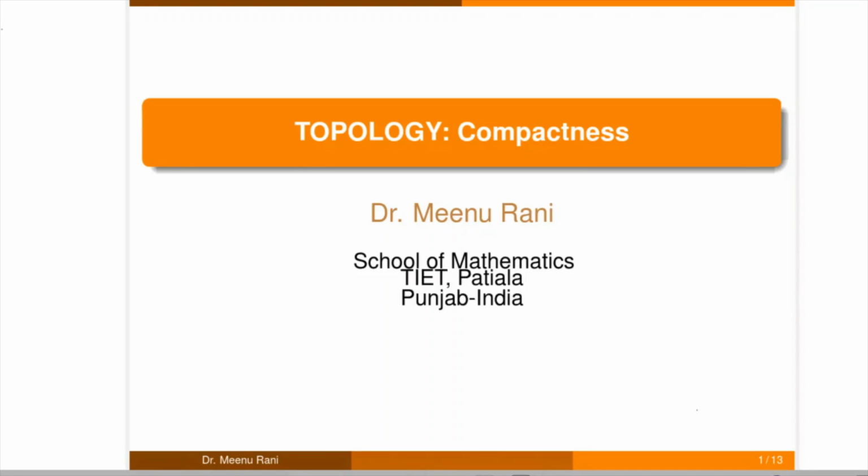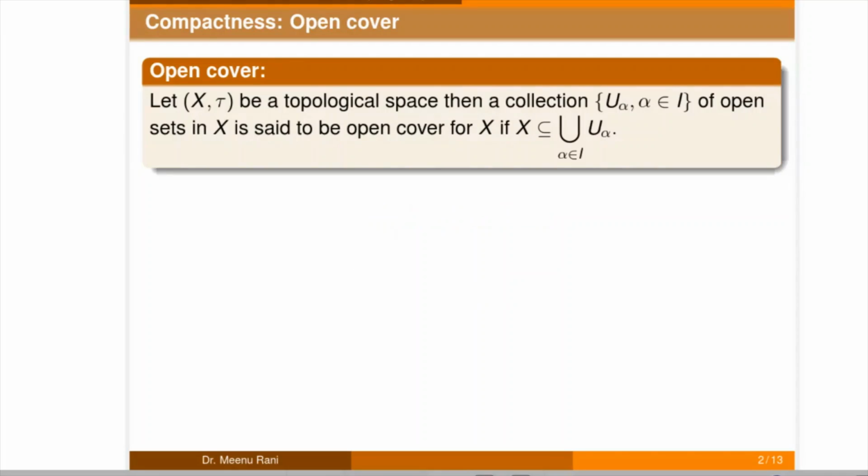Hello students, so here we start our third unit of the topology, that is compactness and connectedness in topological spaces. So first we start with the compactness, and for this we need a definition of open cover.